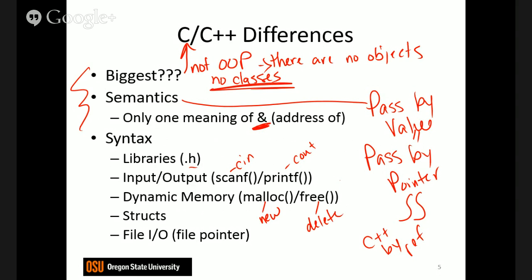Structs. You have to use the keyword struct in front of the name in C. You don't in C++. File IO. You use a file pointer, not a file object, because you don't have objects. The other difference I was just thinking about as I was going through: structs have that, but that's in both of them, so it's not like it's not in one. It's just a convenient way so you don't have to put the struct in front of it.